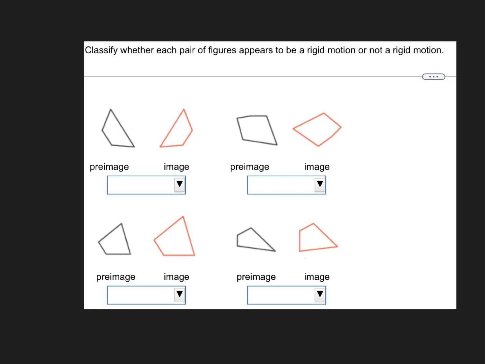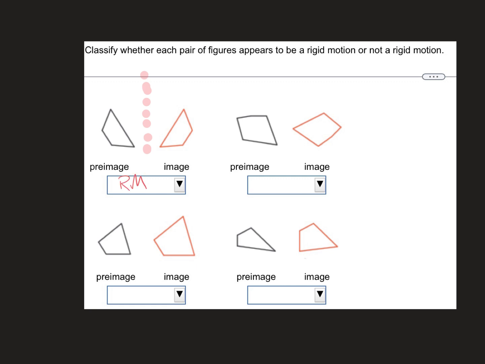All right, on this one, we want to determine whether or not these things are a rigid motion or not a rigid motion. So a rigid motion, remember, preserves size and shape. So on this first one here, it appears to be a reflection here across this line of reflection. So I'm going to call this one a rigid motion.